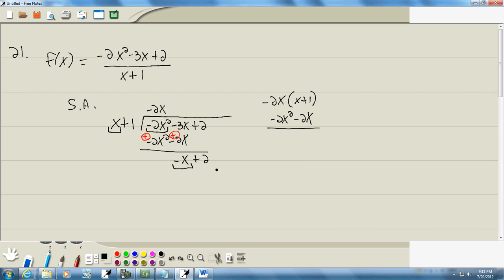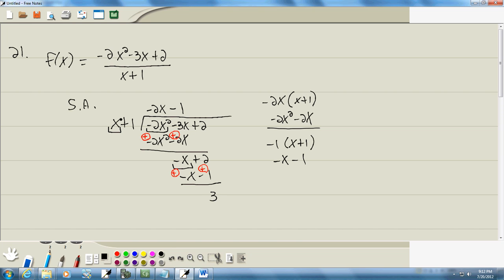You look at the first term of each, decide what to put up on top. You ask yourself what times x gives you a negative x, and that's negative 1. Now whatever you put up on top, you multiply by what's out in front. So I'm going to take negative 1 times x plus 1. Negative 1 times x gives us negative x. Negative 1 times 1 is negative 1. We're going to subtract that line, which means we'll flip the signs. So that becomes positive, and that becomes positive. Negative x plus x drops away. 2 plus 1 gives us 3.